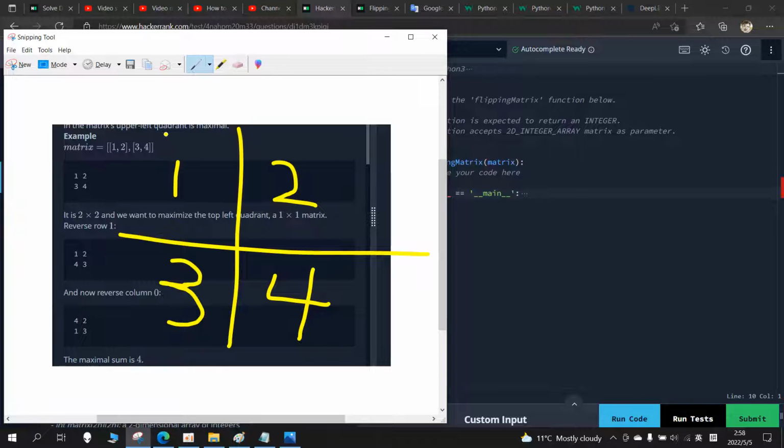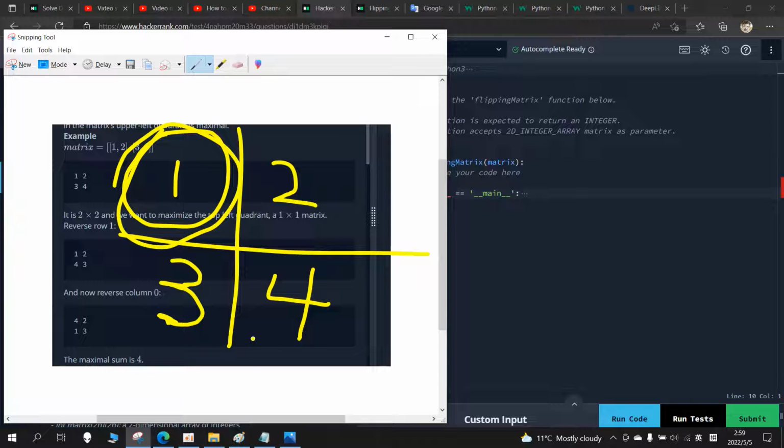We need to find something on the upper left quadrant. We need to ensure that after the process of reversing the rows or columns, this number would be the maximum, right? And then we can see the maximum number here is 4. Is it possible to reverse to 4?